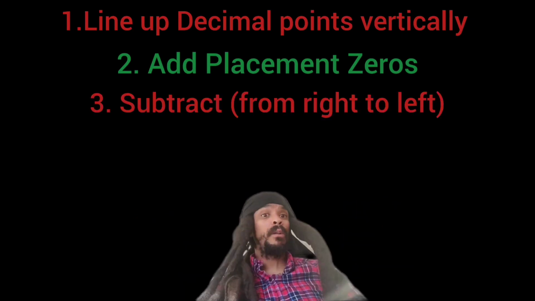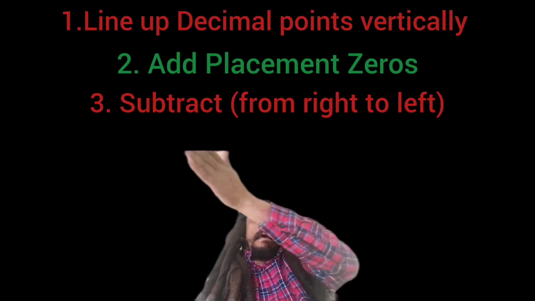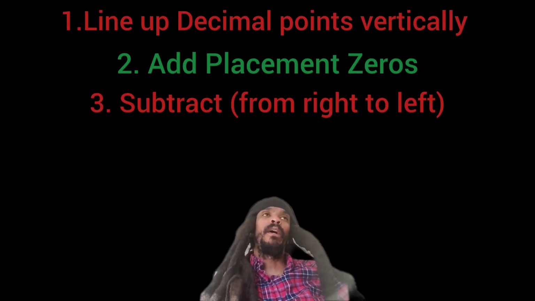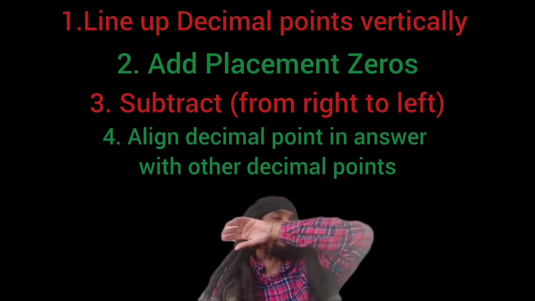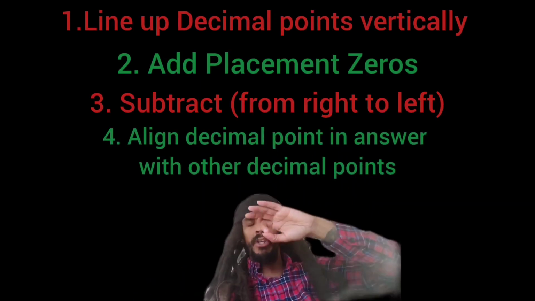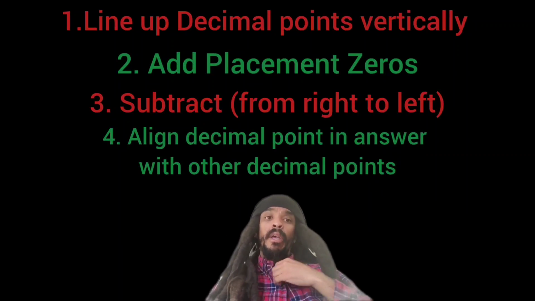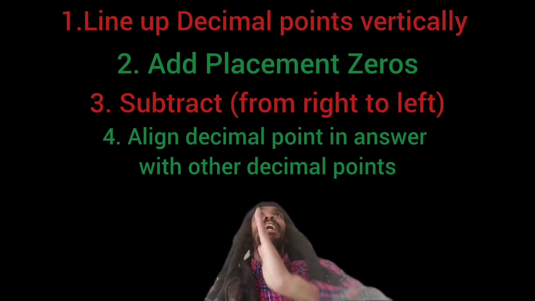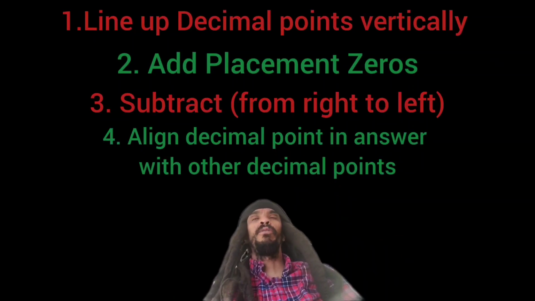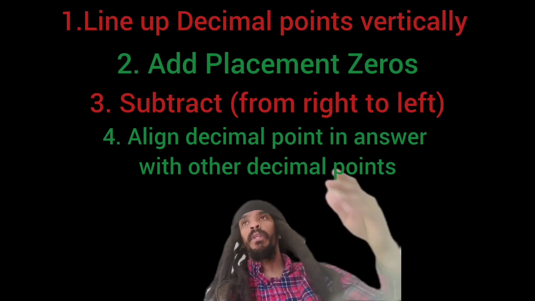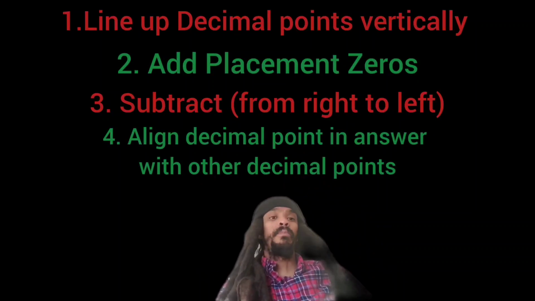Just treat it like it's a regular problem. Go ahead and subtract from right to left. The last step, make sure that the decimal point in your difference, the answer to a subtraction problem, is in line with the decimal points up here. Basically, you line up your decimal points, put your placement zeros in, then you subtract, and then make sure your decimal point is lined up and you're all good.